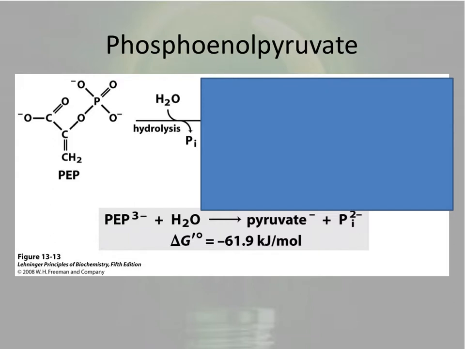Normally, I would have you draw out what it looks like. Well, I mean, you can. If you draw PEP and you remove this phosphate, and maybe you already know this, or maybe you don't, I don't know. What is left behind when the phosphate leaves, typically?